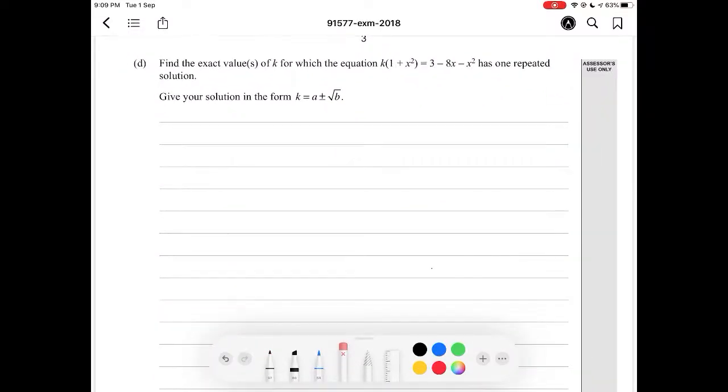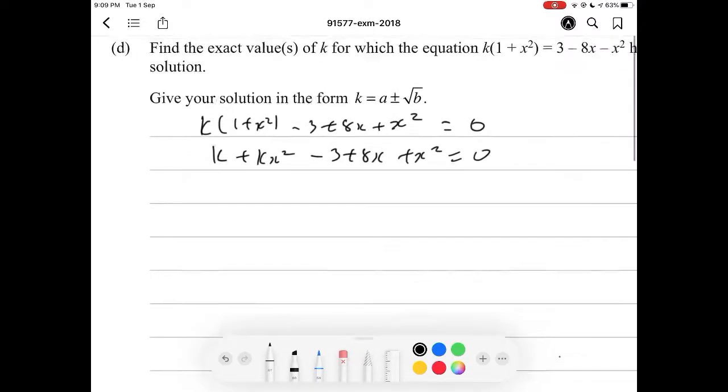Question D, find the exact values of k for which the equation k times 1 plus x squared equals 3 minus 8x minus x squared has one repeated solution. First things first, we're going to make everything equal to 0. So k times 1 plus x squared minus 3 plus 8x plus x squared equals 0. We're going to expand this bracket, so k plus kx squared minus 3 plus 8x plus x squared equals 0.